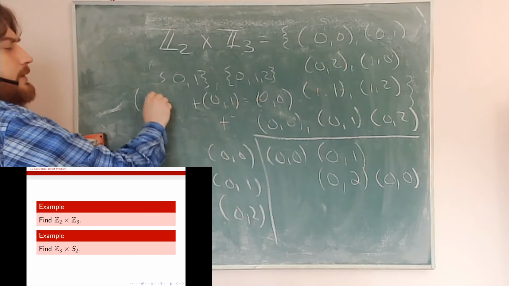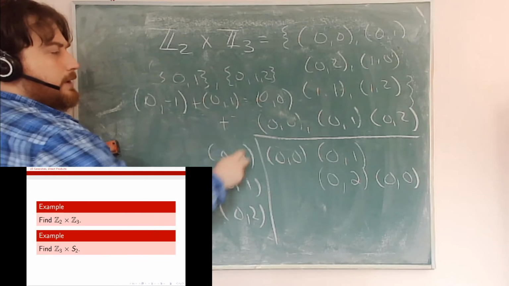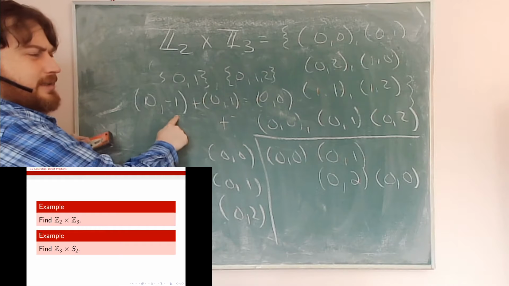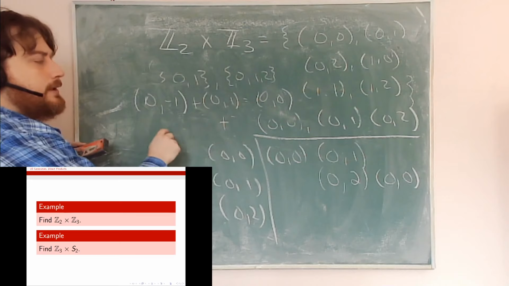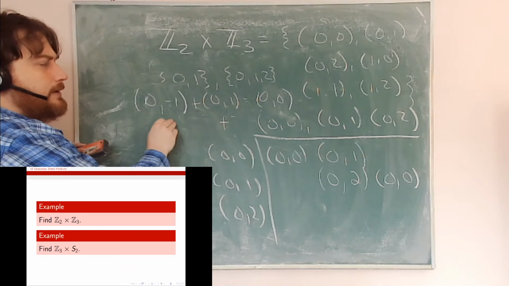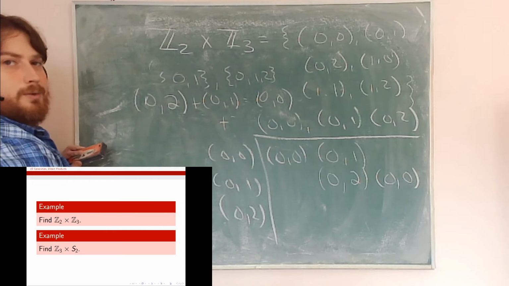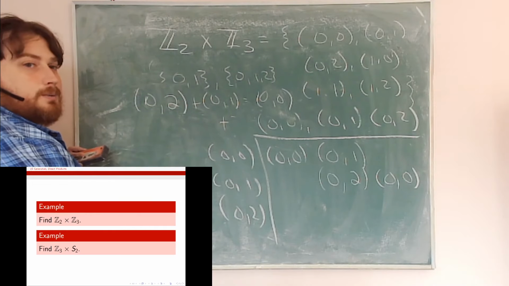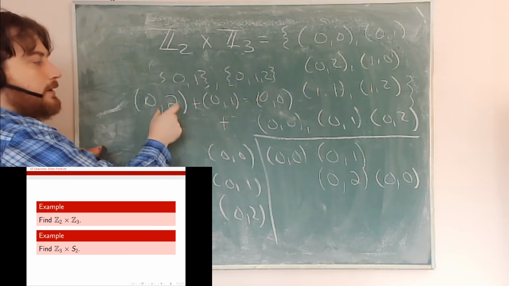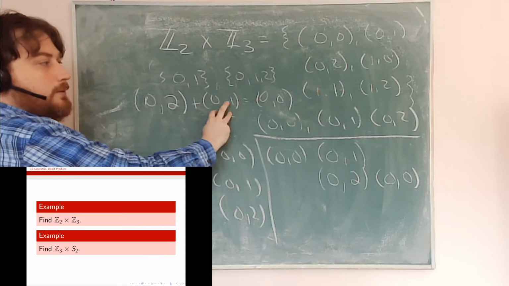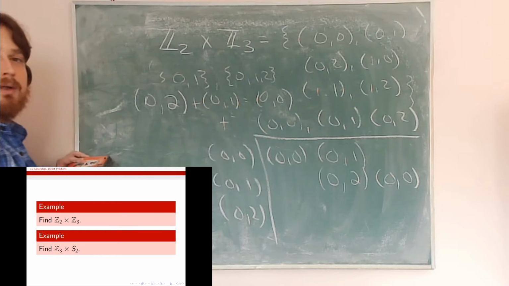So 0, negative 1. 0 plus 0 is 0, negative 1 plus 1 is 0. That is correct, but not quite, because remember, negative 1 isn't explicitly in Z3. And what is negative 1 in Z3? Remember, that'd be 2, wouldn't it? So if I subtract 1, that's the same as adding 2. So I want to use the element in here. So I would say 0, 2 plus 0, 1 is 0, 0. So 0, 2 would be the inverse of 0, 1.